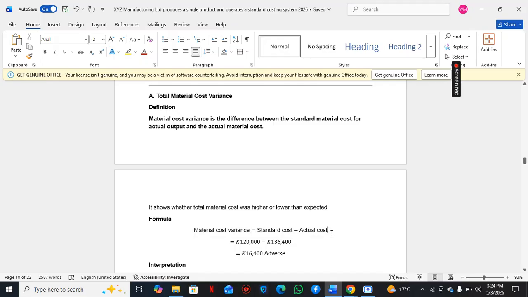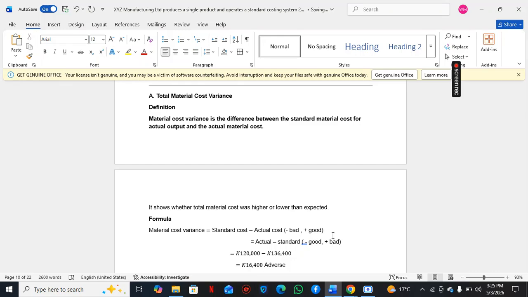If we flipped the formula like this, actual minus standard, then negative is good and positive is bad. Then if you put the formula like this, standard minus actual, the negative is bad and positive is good.